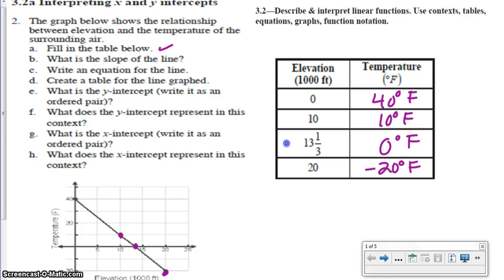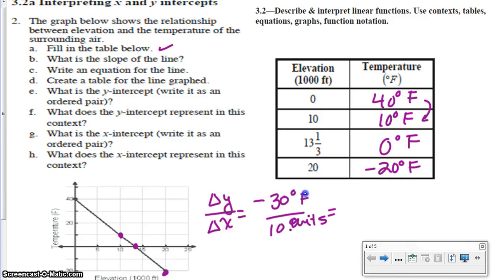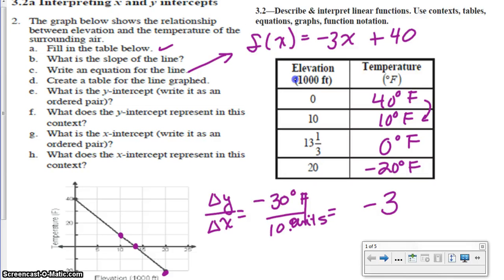What is the slope of this line? Well, slope of the line is change in y compared to change in x. And so if we look here, we notice that this is negative 30 degrees Fahrenheit compared to 10 units of 1,000 feet, okay? And so if we just go ahead and look at this, we're going to say that this is a negative 3. So if I write the equation of this line, f of x is equal to negative 3 times x plus 40, which is where I started. Now, ladies and gentlemen, we do need to realize that x does represent the elevation in 1,000-foot increments, okay?